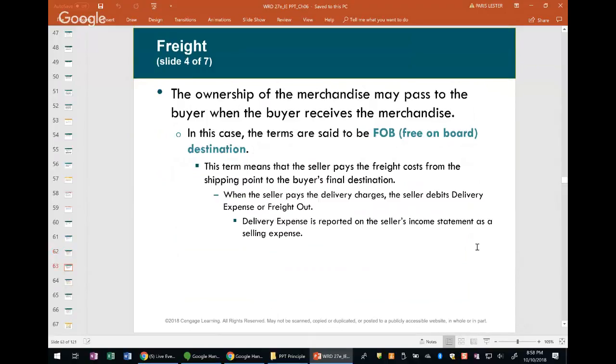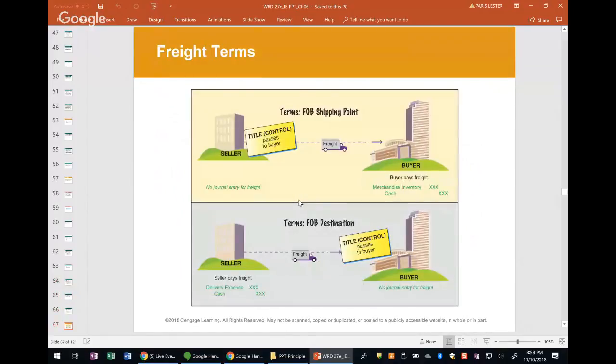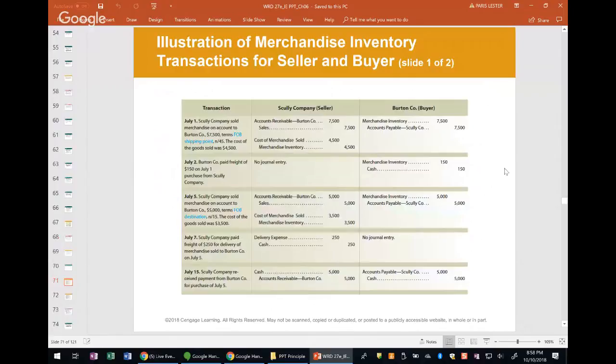All right. But I wanted to get you over to these two pages. Please study them, looking at seller and looking at buyer.